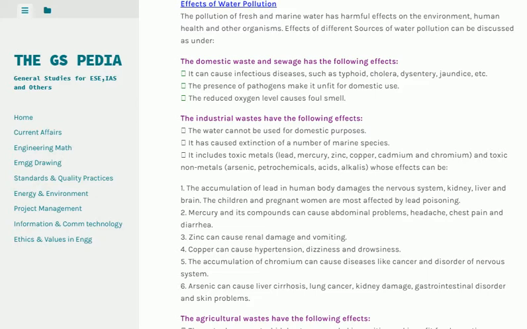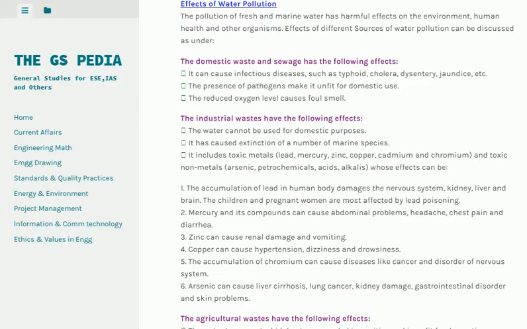It includes toxic metals: lead, mercury, zinc, copper, cadmium and chromium, and toxic non-metals: arsenic, petrochemicals, acids, alkalis, whose effects can be: 1. The accumulation of lead in the human body damages the nervous system, kidney, liver and brain. The children and pregnant women are most affected by lead poisoning.